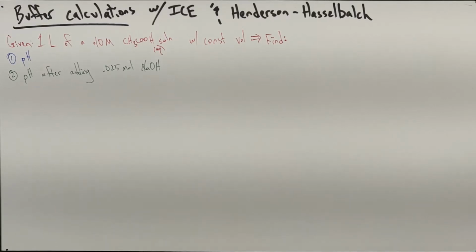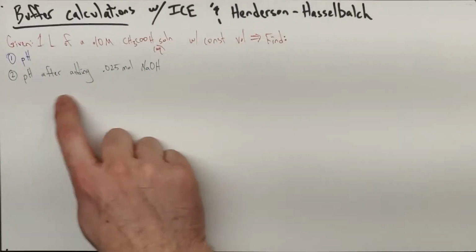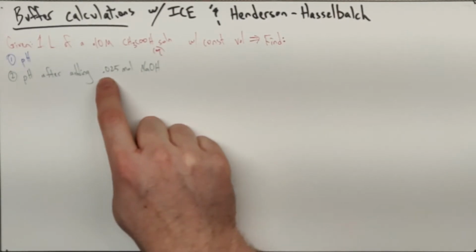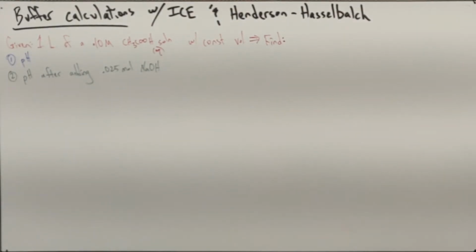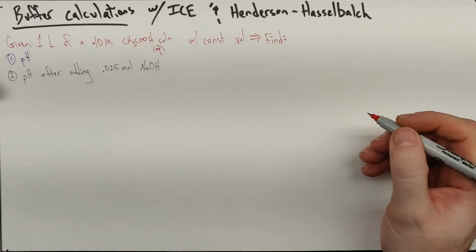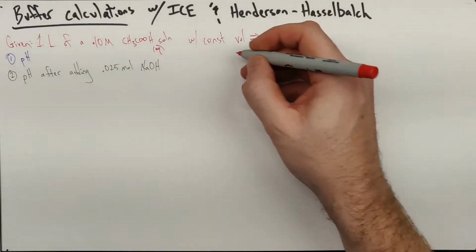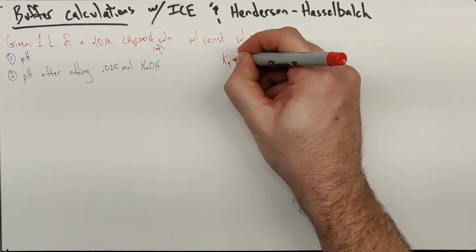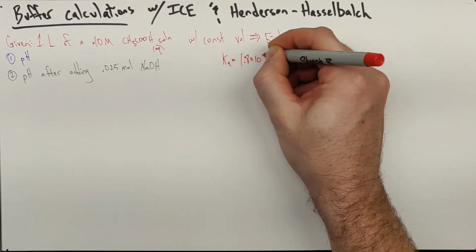This is a quick comparison of how ICE versus Henderson-Hasselbalch will work out for a simple weak acid calculation. I've got a straightforward setup here: get a pH, and then get a pH after we add some strong base to our weak acid solution. I picked acetic acid, CH3COOH, because I happen to know the Ka value. The Ka value is 1.8 times 10 to the minus 5.